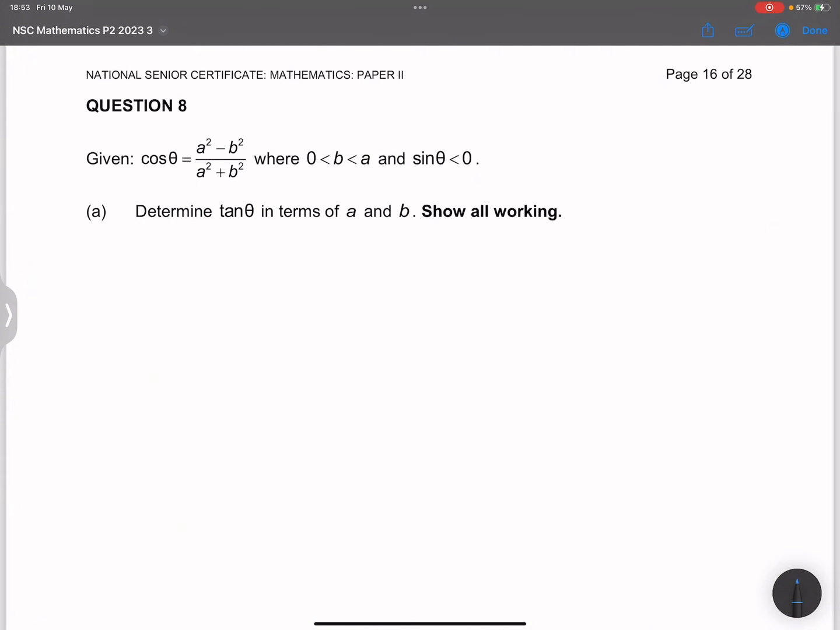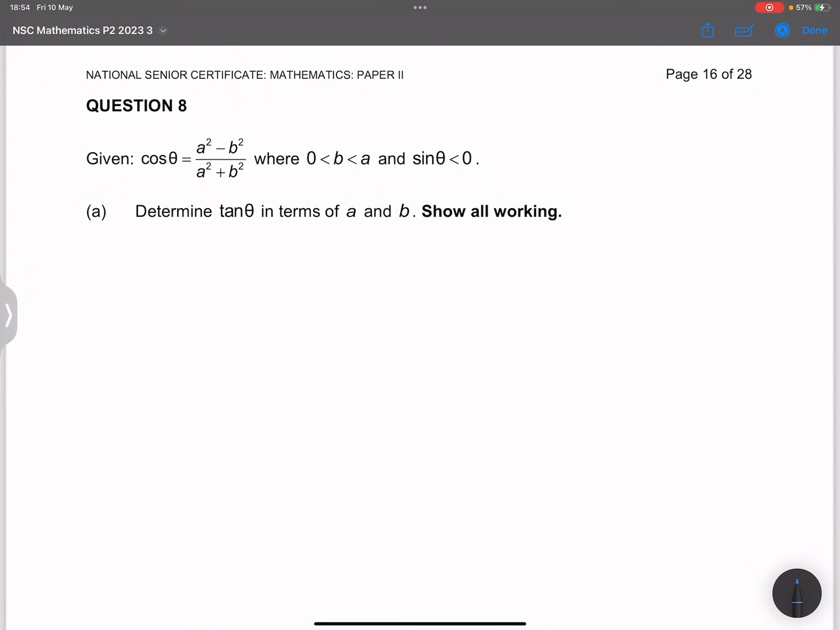Let's go to question 8. They say cos of theta is given by a squared minus b squared over a squared plus b squared. This is where b is greater than 0 and less than a. And they say sine of theta is less than 0. All right. They say determine tan theta in terms of a and b. Now, ladies and gents, let's do this, all right? So let's try to have an expression.